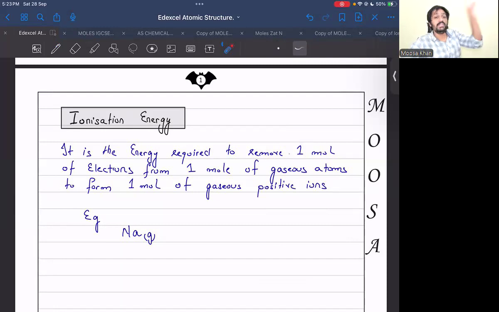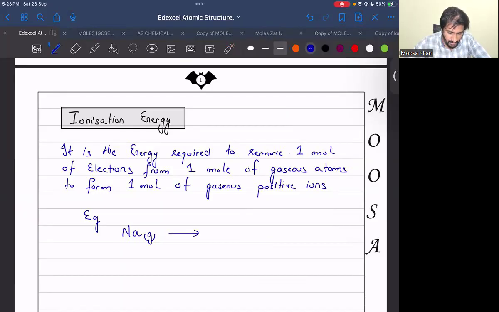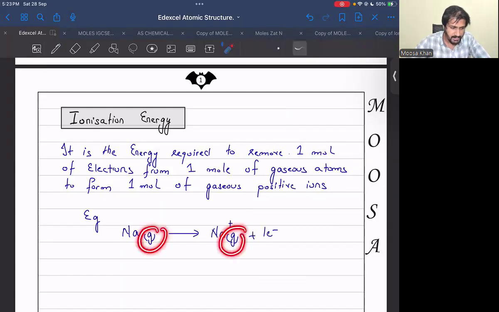But if we keep on heating the sodium atom, what will happen to it? Let's say we started heating a gaseous sodium atom, it will form a gaseous positive 1 ion. And we have removed 1 mole of electrons. These state symbols are very important. It is in the gas state. You have to mention it. If you forget to write the gaseous state symbol, it would deduct your marks.